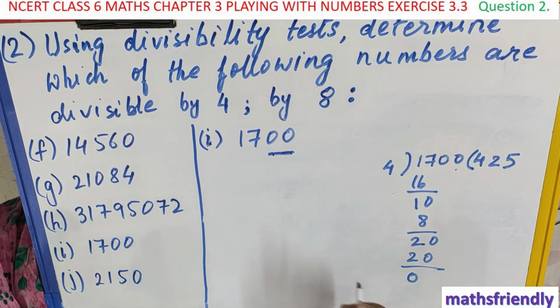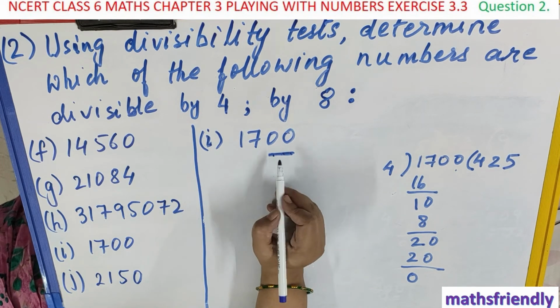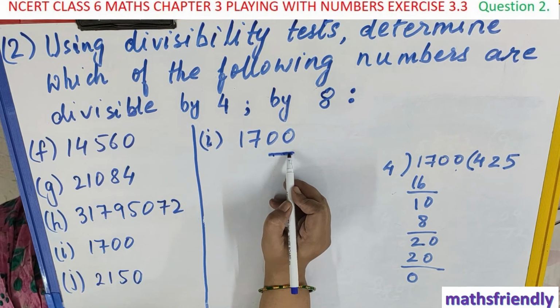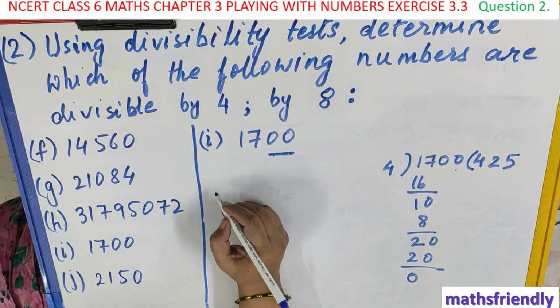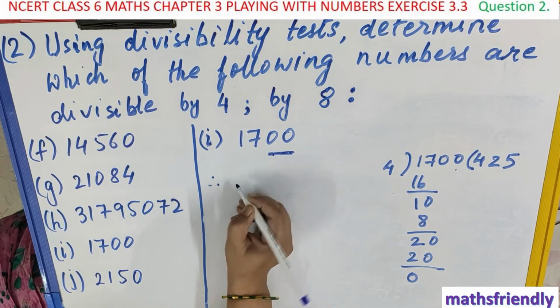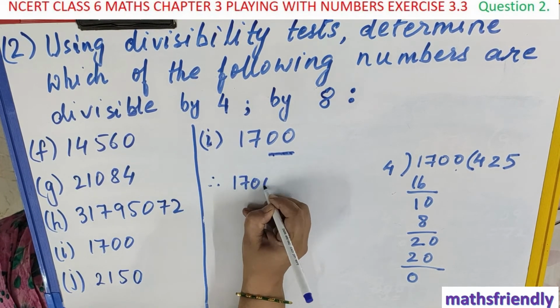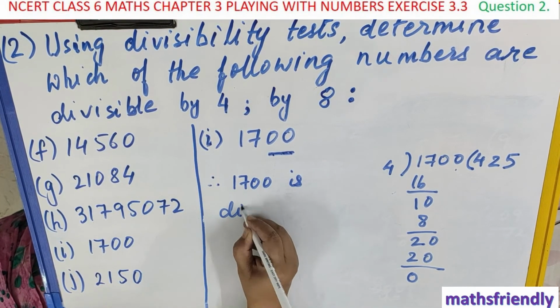Okay, so if we see the last 2 digits as 0 0, that is, the digits at 1s and 10s place are 0, it means the complete number is divisible by 4. So we can write, therefore, 1700 is divisible by 4.